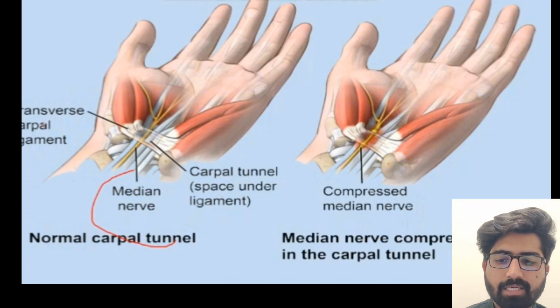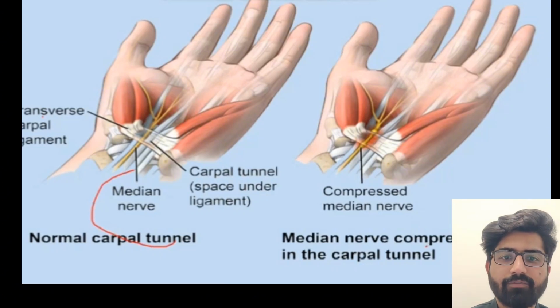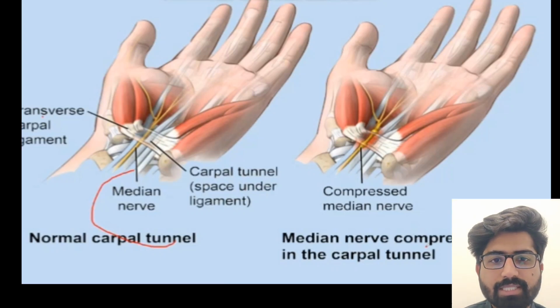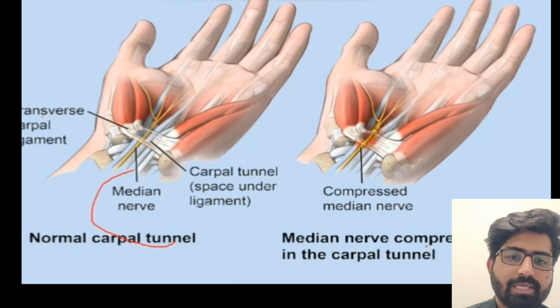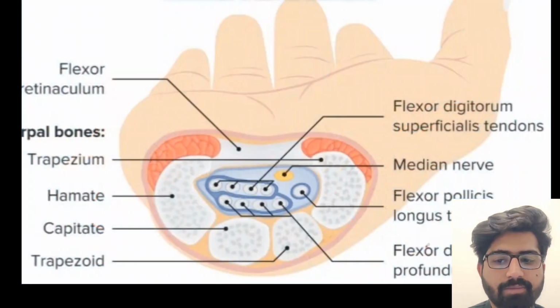The tunnel is lined by the transverse carpal ligament, and the carpal tunnel is the space lying under the ligament. The median nerve is compressed in the carpal tunnel due to any kind of inflammation or injury in the carpal tunnel or inflammation of the carpal bones. Due to the inflammation, there is swelling, and due to this, the space in the carpal tunnel is reduced, which leads to compression of the median nerve, and it causes different symptoms.